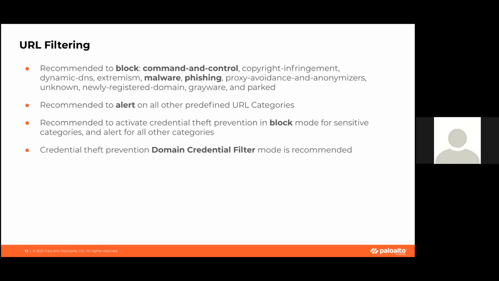So that would be command and control, copyright infringement, dynamic DNS, extremism, malware, phishing, proxy avoidance, anonymizers, unknown, new registered domains, grayware, and parked. I would like to focus on the three categories that are written here in bold. So command and control, malware, and phishing. These three come from Unit 42, come from WildFire, and are extremely important to be set to block.